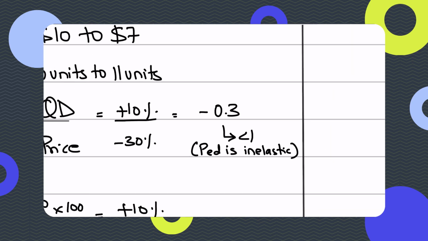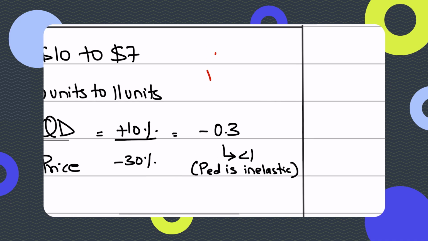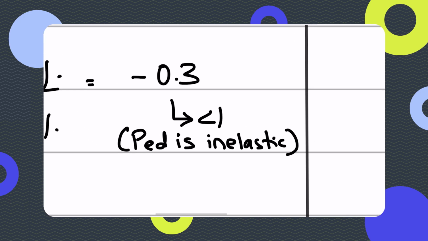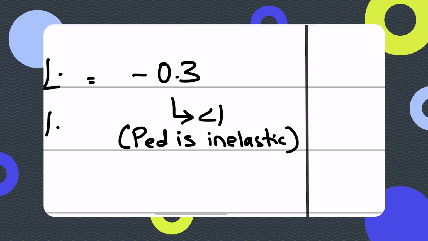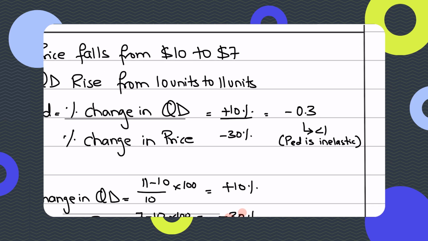If you want to remember, whenever you want to judge whether the value of the PED is greater than 1 or less than 1, you don't look at the minus sign. Ignore that. Just look at the absolute value, which is 0.3, and 0.3 is less than 1. The rule is that whenever the PED value is less than 1, again, I'm repeating, the PED is called inelastic. Inelastic basically means less responsive to a price change, or technically, quantity demanded responds proportionately less than price.